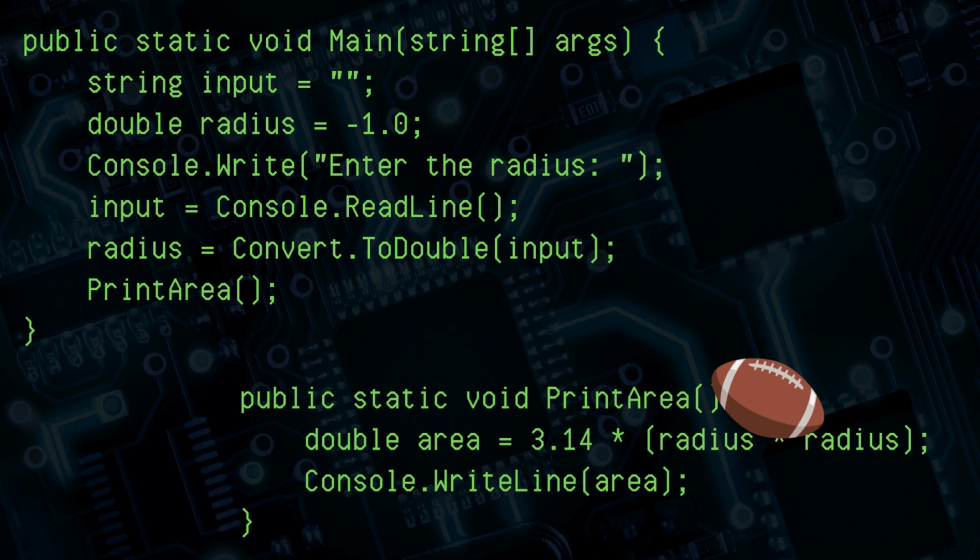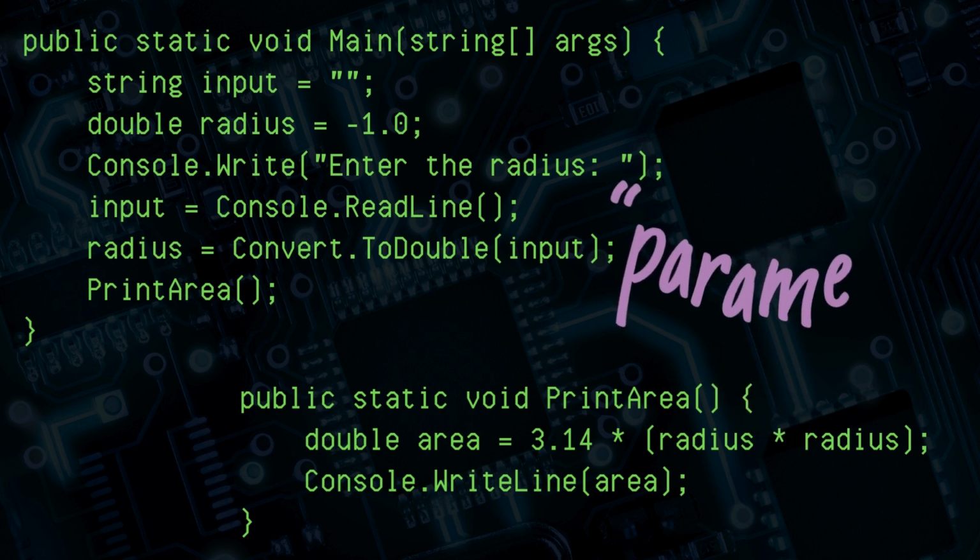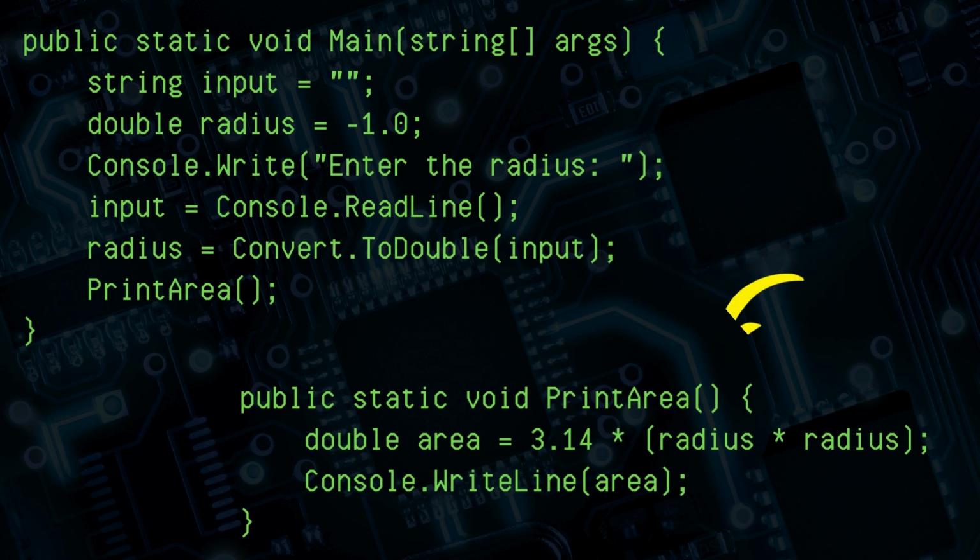To do that, we define a special kind of variable in our method called a parameter. A parameter catches a value that's passed when the method is called, and we can use that parameter however we want. To create a parameter, you'll declare the variable right inside the parentheses in the method header.